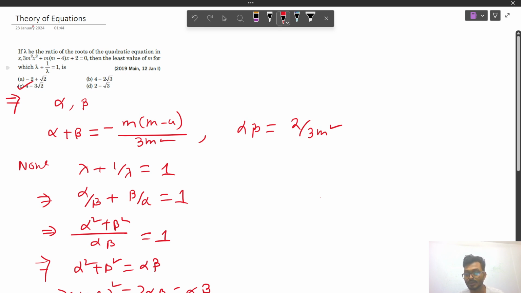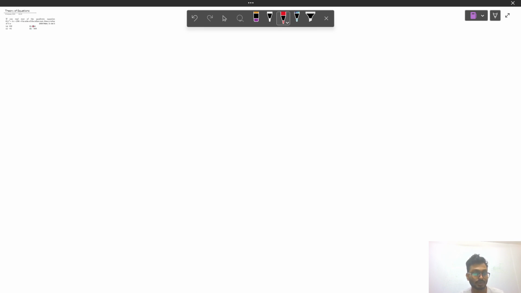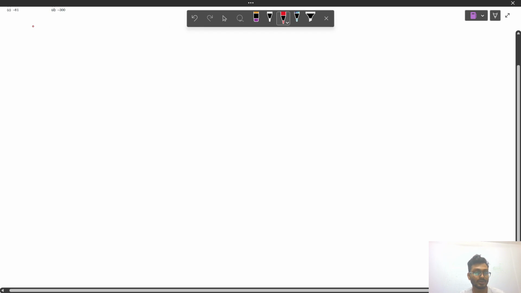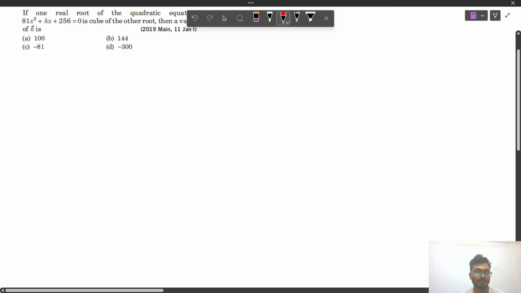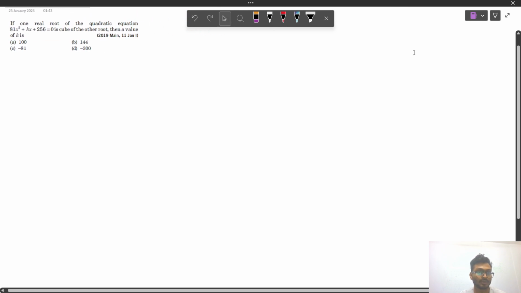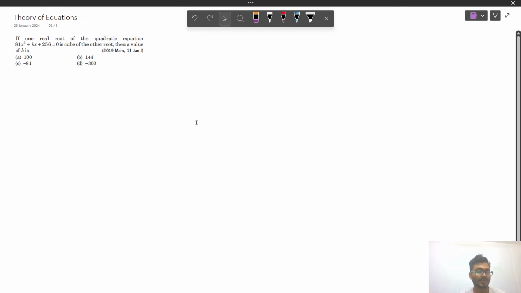And let's go to the second question. So the second question is this. In that question, what is given? One root of this quadratic equation is the cube of the other root.